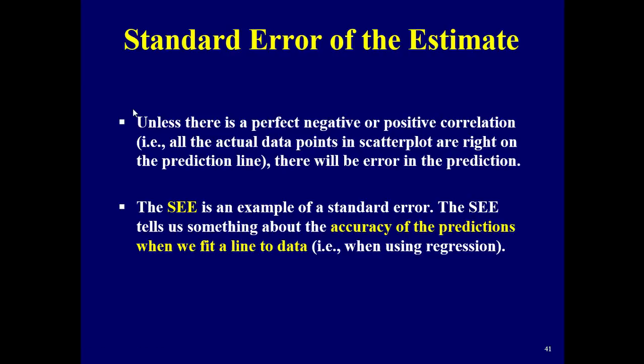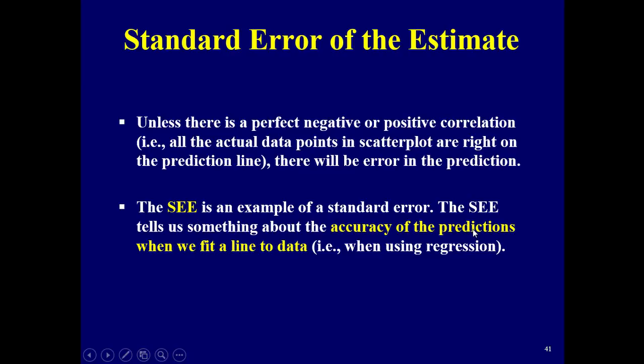So here's going to be the deal. We're going to try to predict things, but unless there is a perfect negative or a perfect positive correlation, that is, all the data points are actually right on that line of best fit, there's going to be error in the prediction. And what we want to remember is that the most common way that we're going to express error is what we call the standard error of the estimate.